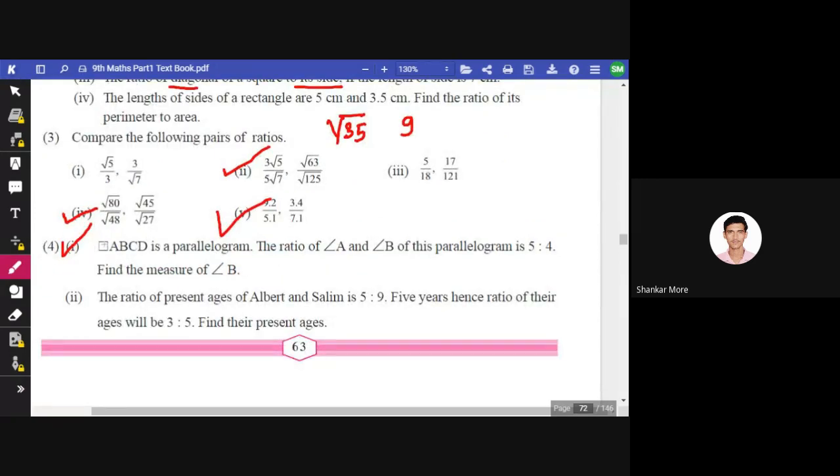Rectangle ABCD is a parallelogram. The ratio of angle A and angle B of this parallelogram is 5:4. Find the measure of angle B.